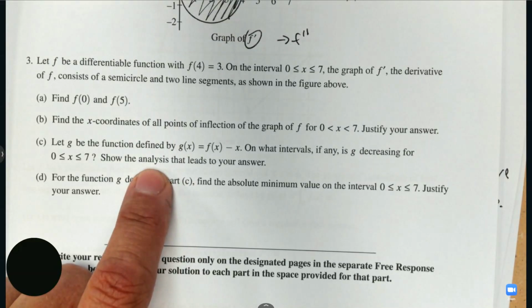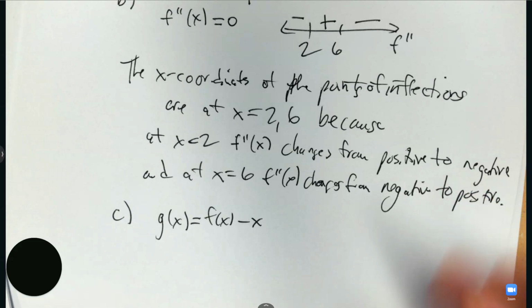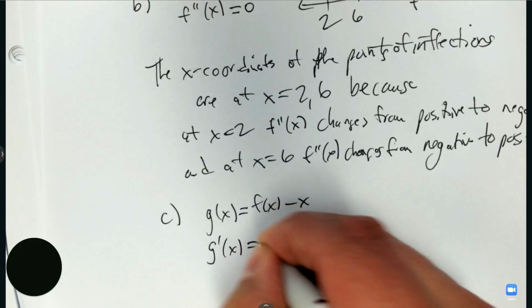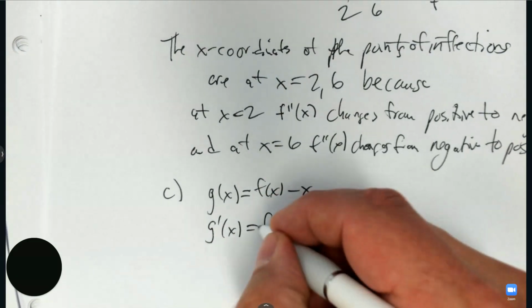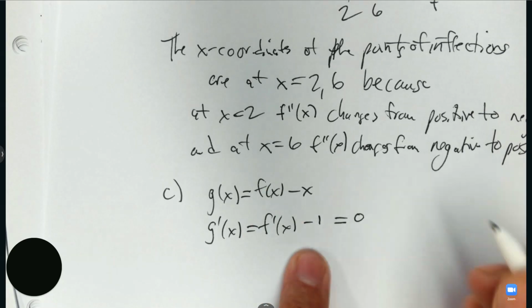And so that question is a derivative question. Increasing and decreasing is first derivative. So that means I'm going to take the derivative. The derivative of f at x is f prime at x, and the derivative of negative x is negative 1. I'm going to make it equal to 0. I'm going to solve it.